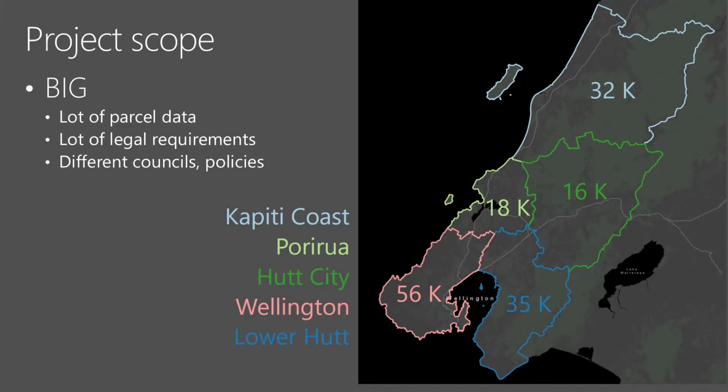councils' data. For example, in here in Kapiti Coast we had 32,000 parcels, Porirua 18, Hutt 16, Lower Hutt 35, and Wellington is the biggest with 56,000 parcels, and that includes all urban and rural parcels.